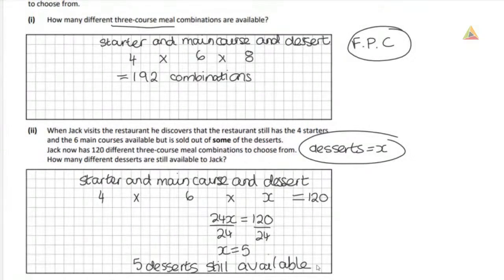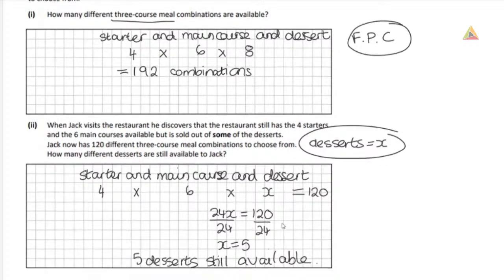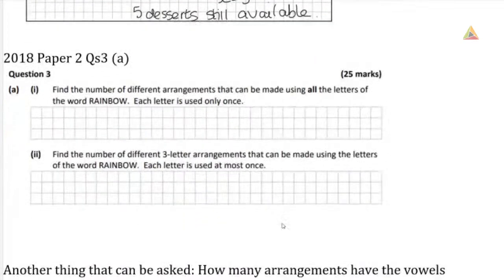So that's an example of using our fundamental principle of counting, where we're just writing down how many options we have each time. The next part of the question is 2018 paper 2 question 3 part A, and this is going to be dealing with arrangements. When we're dealing with arrangements, whether I use the factorial exclamation mark depends on whether we're using all of the options or only some of them.